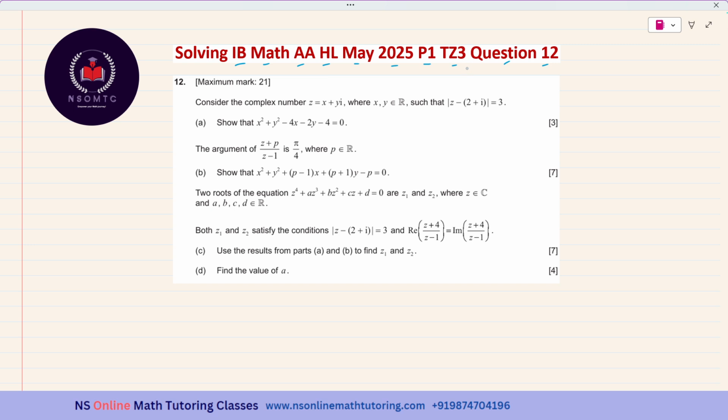So without any further delay, let us start to answer this question. Number 12, the maximum mark is 21. Consider the complex number z equal to x plus yi, where x and y are real numbers and the modulus of z minus 2 plus i is equal to 3. Subpart A's question is: show that x squared plus y squared minus 4x minus 2y minus 4 is equal to 0.